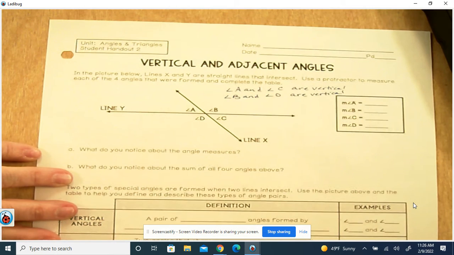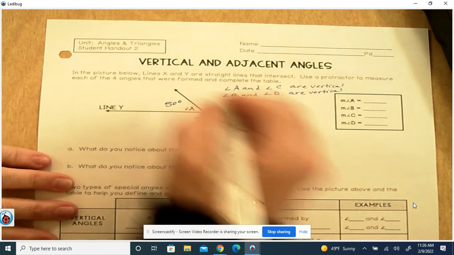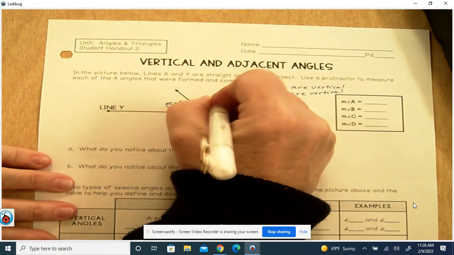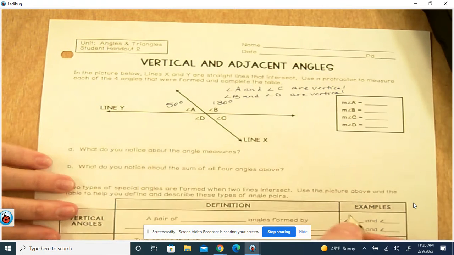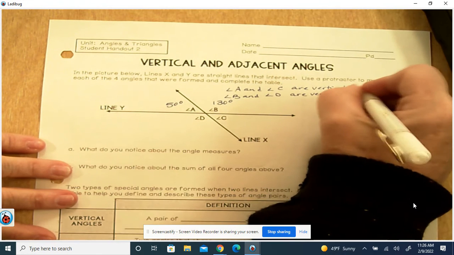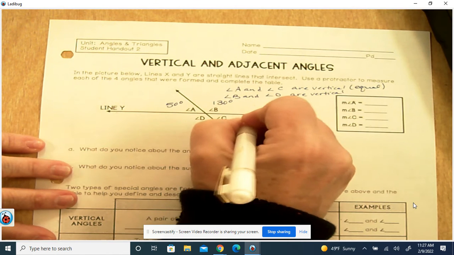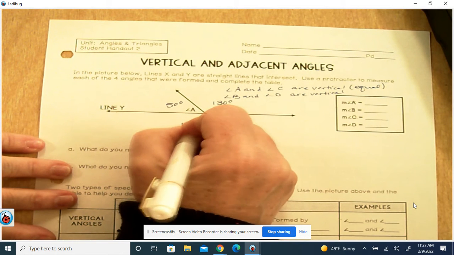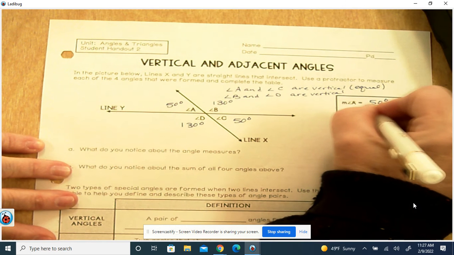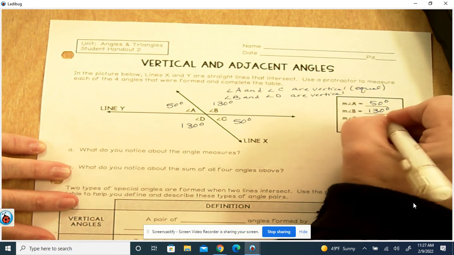And I measured these angles before you got in here. The measure of angle A is 50. And we know this straight angle right here has to equal 180. So the measure of angle B is 130. And remember, these are vertical, so they're also equal. So that means angle C is 50 and angle D is 130. So measure angle A is 50, B is 130, D is 130, and C is 50.